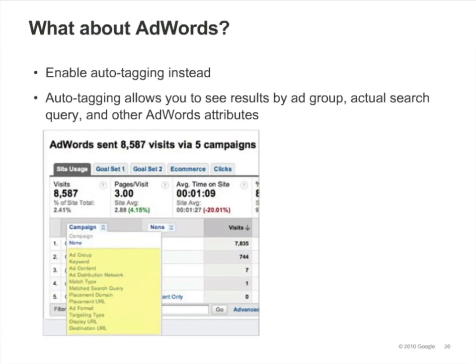Although it's possible to manually tag your AdWords ads, you should enable auto-tagging instead. If you manually tag your AdWords ads, the AdWords reports will only show you information by campaign and keyword. If you enable auto-tagging, you'll be able to see much more detail. The AdWords reports will show you results by ad group, matched search query, placement domain, and many other AdWords attributes.